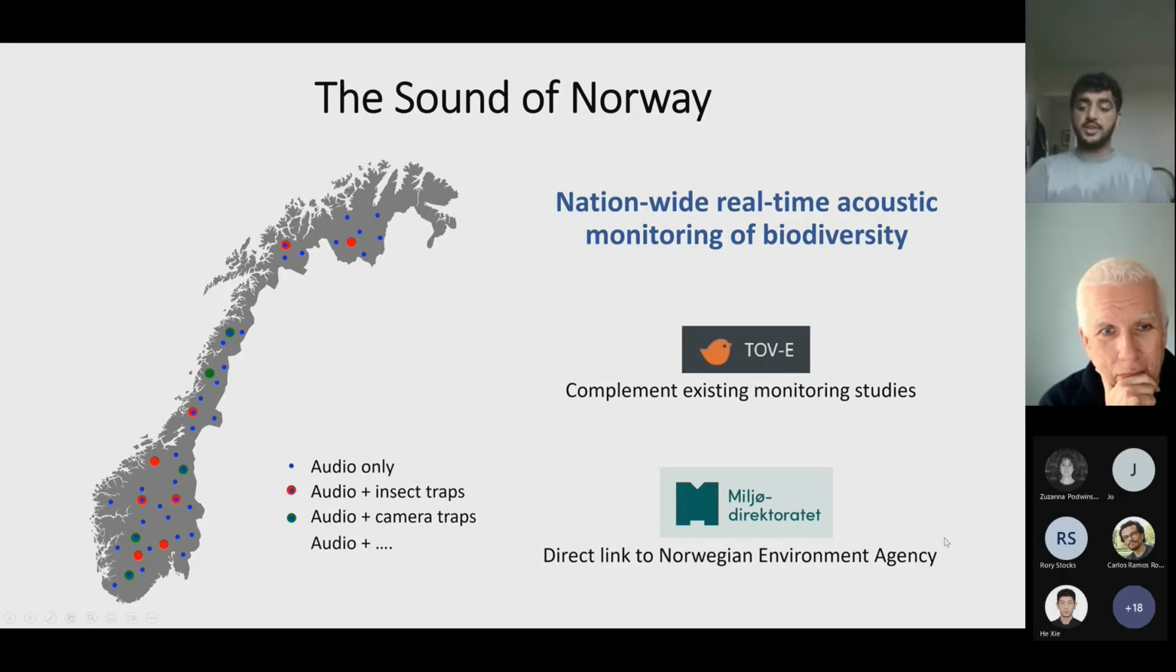And what's quite nice as well with this project is because it's being hosted at the Norwegian Institute of Nature Research, we work quite closely with the Norwegian Environment Agency. I've talked a lot so far about very in-depth technological development of the hardware and the analyses, but this time there's a link to impact in land management and policy, which has been quite an illuminating experience, to say the least.